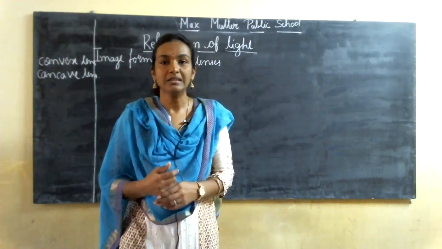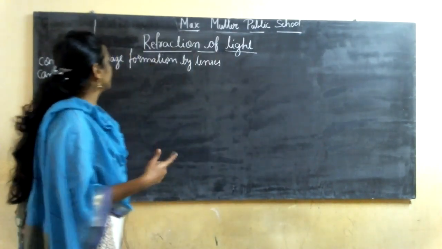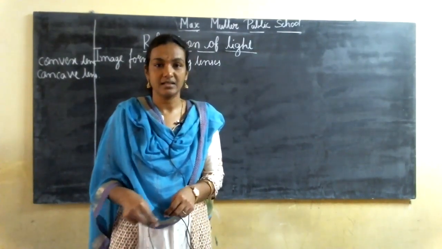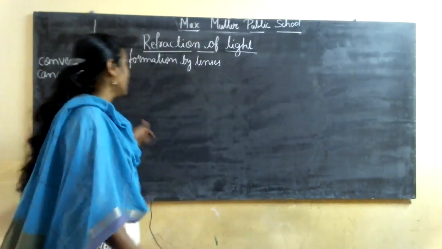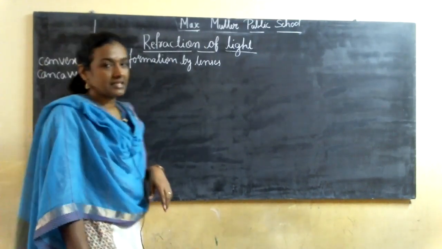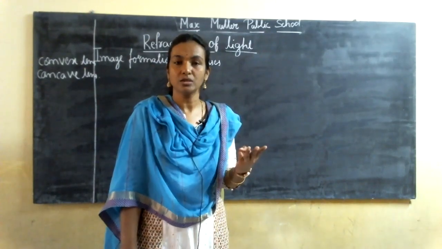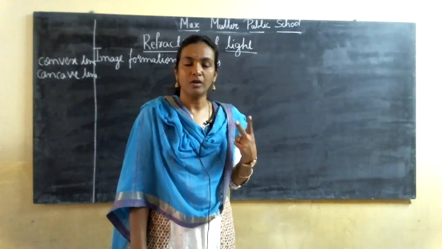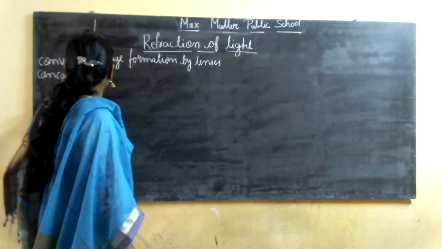Good morning, everyone. So in the last two classes we have been discussing the refraction of light and image formation by lenses, right? In the last class I only explained how the image forms when you use the convex lens. There we learned three rules. Among the three rules, you have to take two rules to form an image, right? To form an image. So today we will discuss the concave lens.